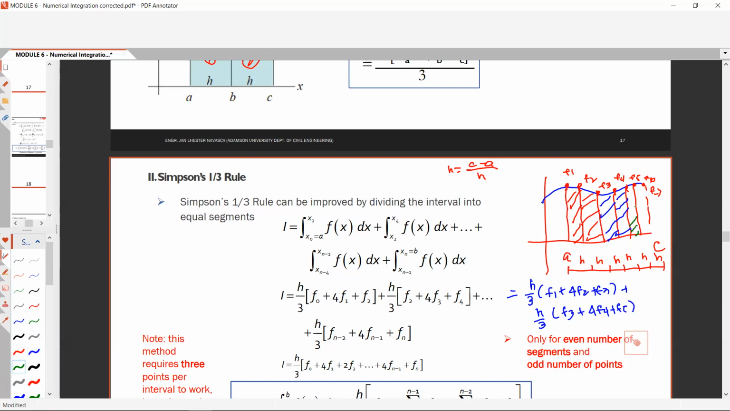That is the green area. Okay, so we have F5, F6, and F7, right? So therefore, H over 3 again plus H over 3 again, F5 plus 4F6 plus F7.